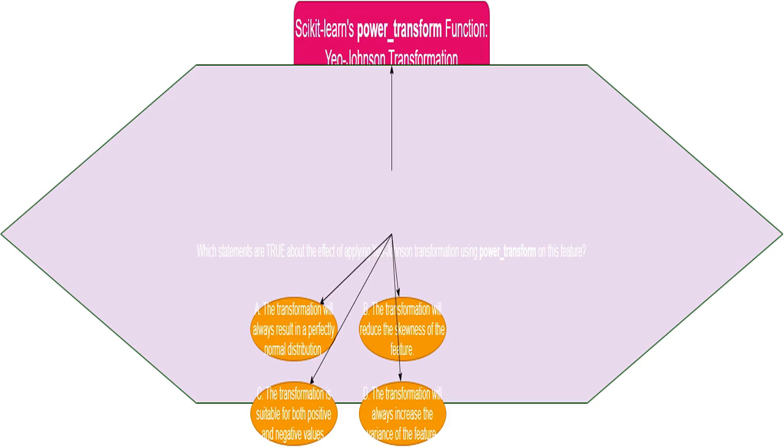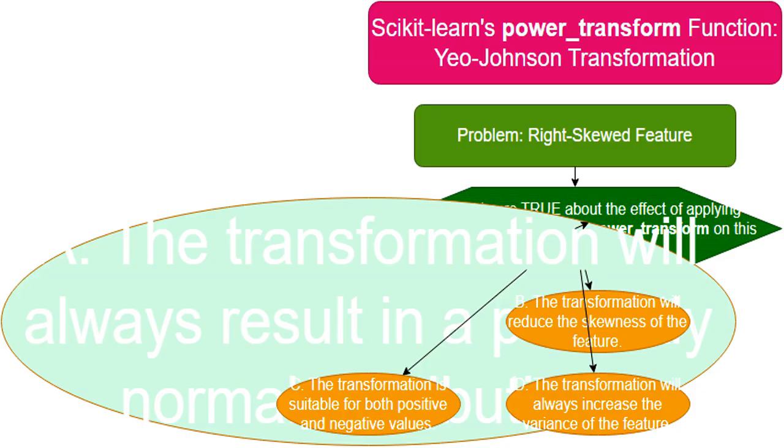This is the core question. We'll evaluate 4 different claims about the Yo-Johnson transformation's effects on our right-skewed feature. I'll consider each claim carefully, one at a time. This statement claims that the Yo-Johnson transformation always produces a perfectly normal distribution. I will check the validity of that claim.